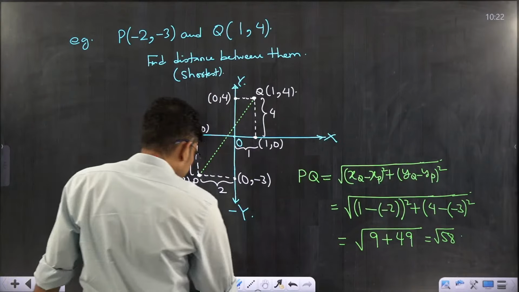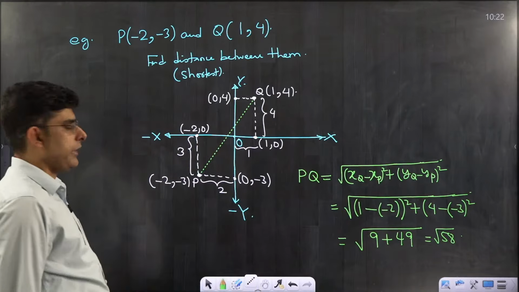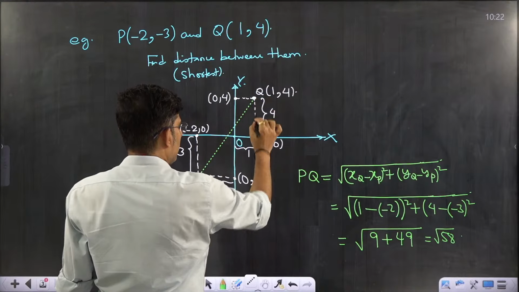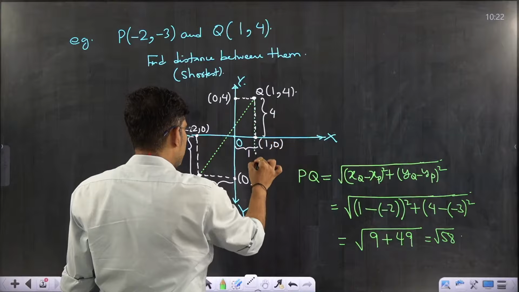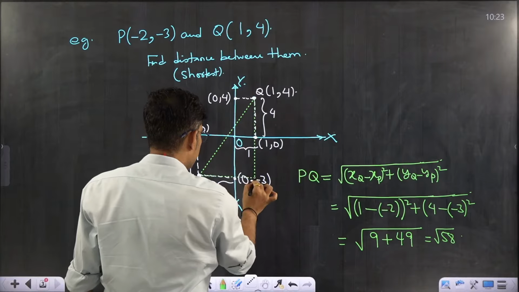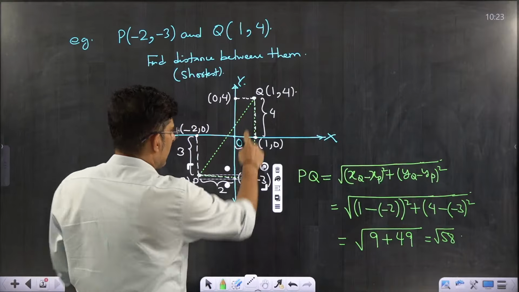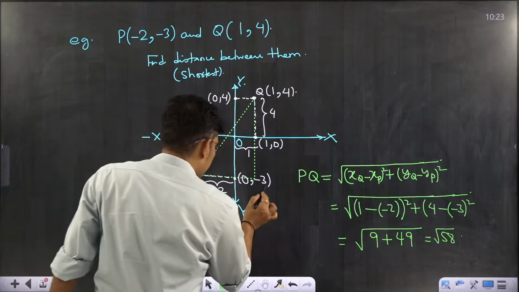But alternately, if you see, we can find it in one more way. What is that one more way? If you see, here they are asking PQ. Now you can very easily see from this diagram itself, if I draw this line and if I join it like this, you can see a right angle triangle. I hope this is clear and visible to everyone.